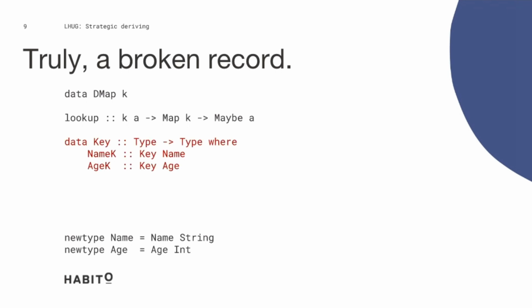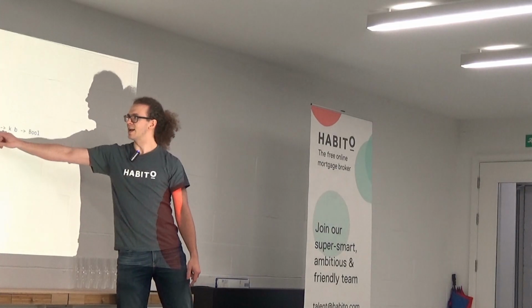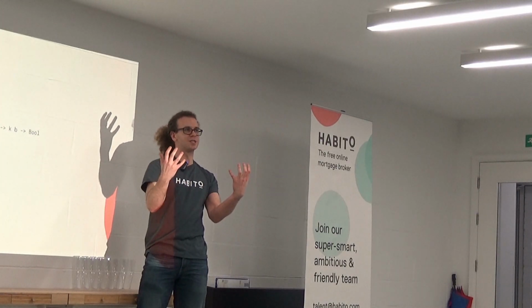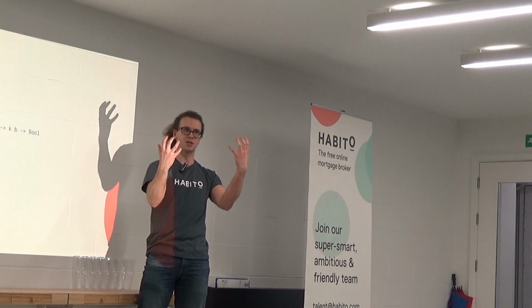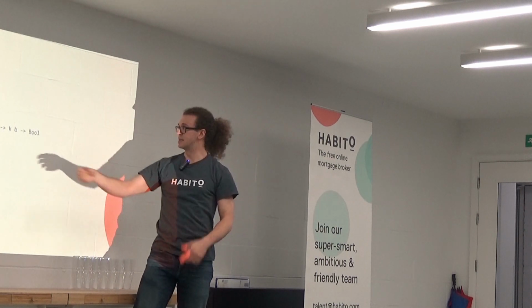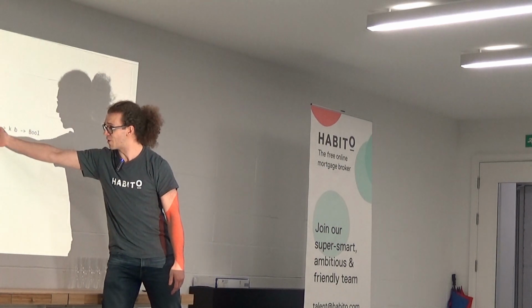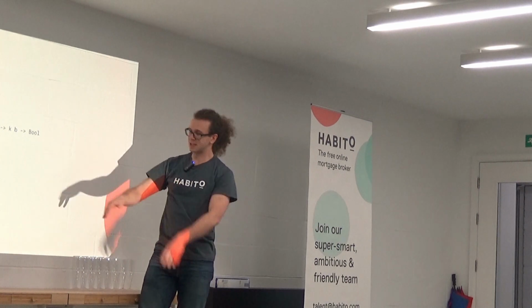GADTs are sick. GADTs are not well understood by everyone's favorite compiler. So it's like boilerplate alert. You might not be able to see this, it's a bit of a smaller font, but firstly you've got to write some special Eq instance, because Eq doesn't work on GADTs, because if you've got name K, age K, they're different types. You've got key name and key age, and Eq says take two things of type A, which this doesn't. So it's fine. The library provides its own class called GEq, and off you go writing an instance for it. That's like three lines.